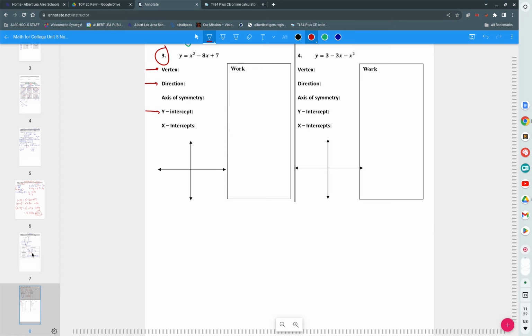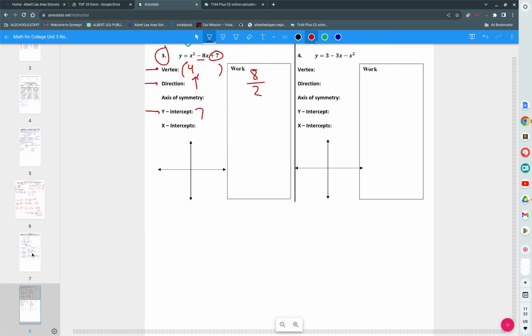Okay, here we go. What is the direction? Direction is up because the x squared is positive. The y-intercept is positive 7. Whoop, sorry about that. The y-intercept is positive 7. So I'm going to find the vertex. I do negative b. Negative b is positive 8 divided by twice the a value, which is going to be 2. So I get 4 for the vertex.